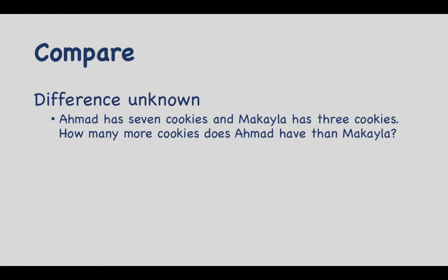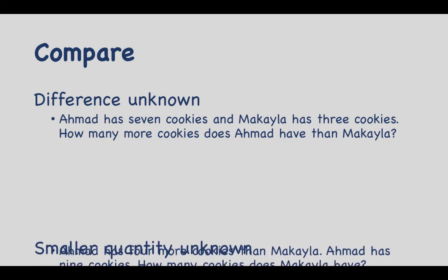Consider the difference unknown problem. Ahmad has 7 cookies and Michaela has 3 cookies. How many more cookies does Ahmad have than Michaela? This is simply asking us for the difference between 7 and 3.